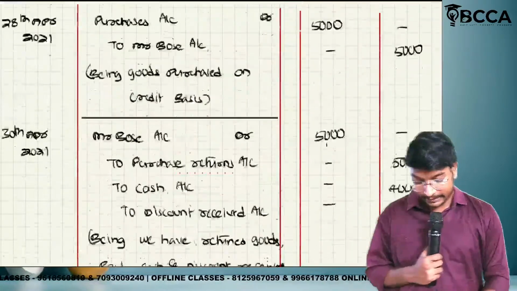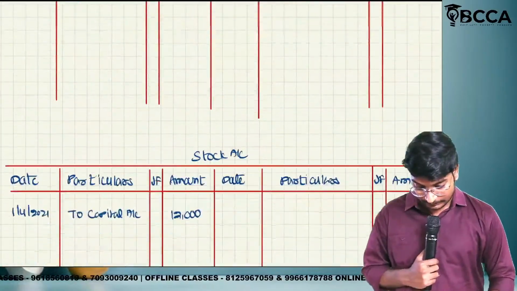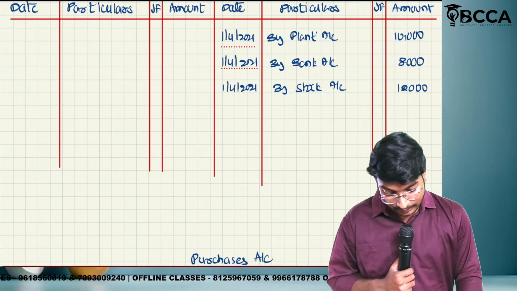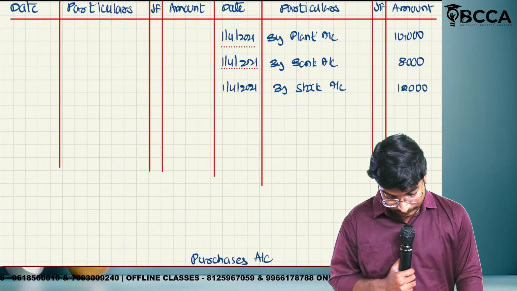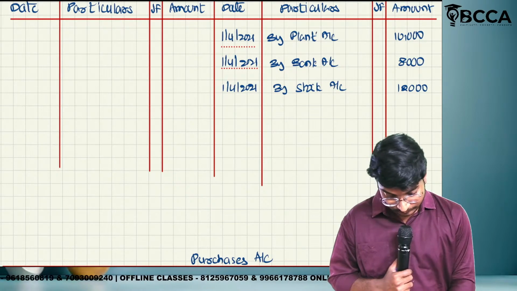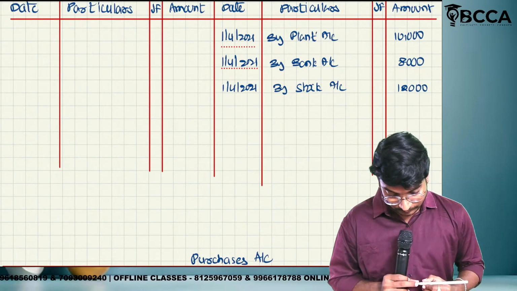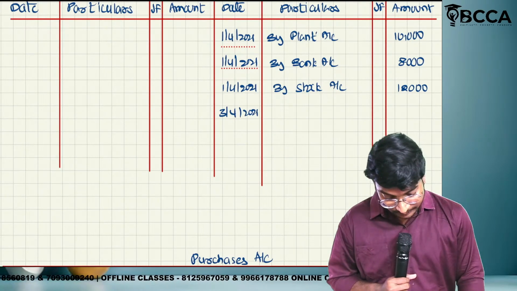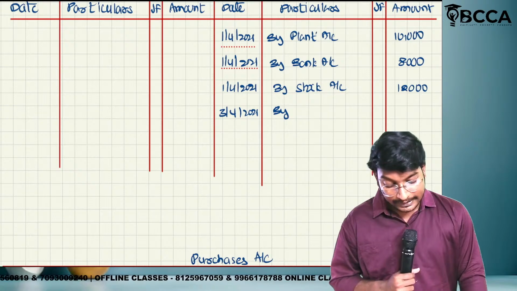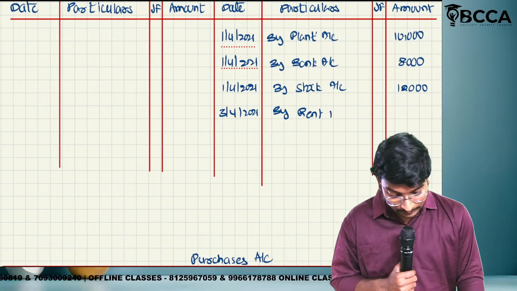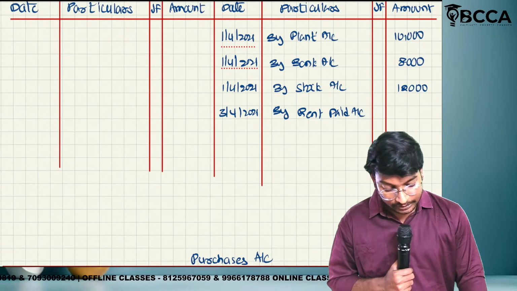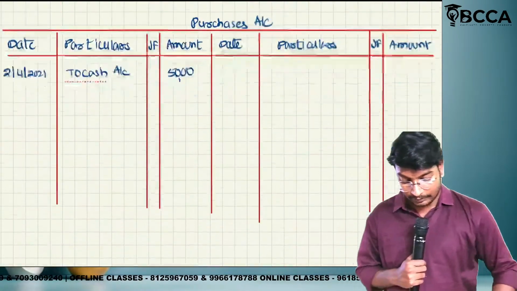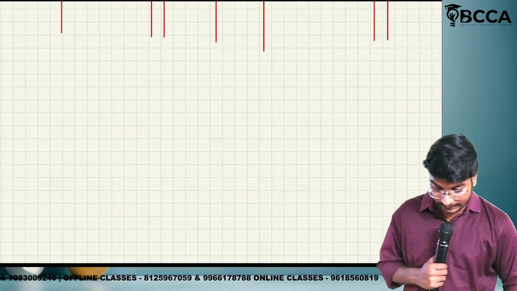So where is the capital account? On which date? 3rd April. So 3rd April 2021, in the capital account, by rent account or rent paid account. How much? 2,000 rupees. So we need to open which account? Rent account.